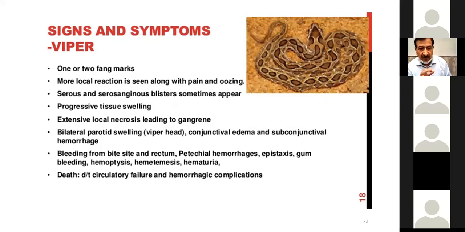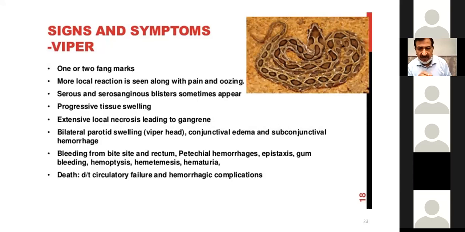The appearance of the fangs. One or two fang marks you can observe at the side of the injury. More local reaction is seen along with the pain and pooling of blood from the side of the injury. Serous and hemorrhagic blisters sometimes appear. Progressive tissue swelling occurs. Extensive local necrosis leading to gangrene, bilateral parotid swelling occurs. Bleeding from the bite site occurs. Critical hemorrhages occur. Death may occur due to circulatory failure and hemorrhagic complications.